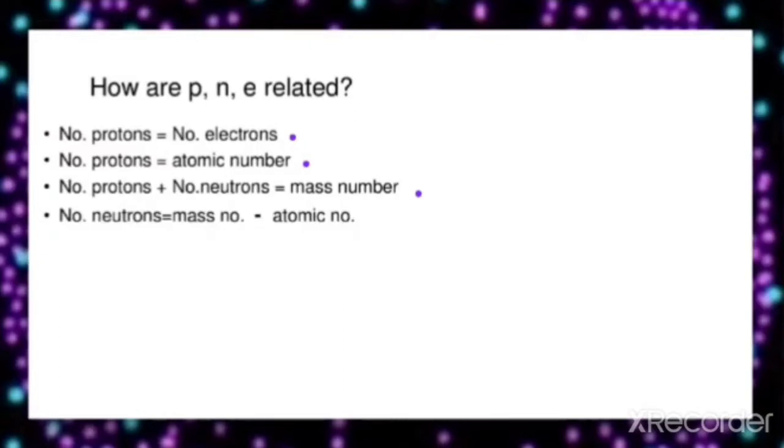So how do you find the number of neutrons if the mass number is known to us? The number of neutrons is equal to the mass number minus the number of protons. Since the number of protons is equal to the atomic number, if we know the mass number and the atomic number, we can find the number of neutrons by subtracting the atomic number from the mass number. So these formulas are very important.